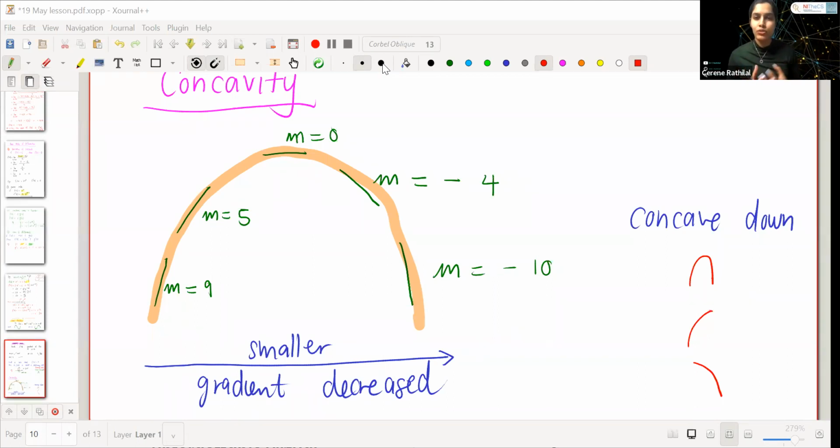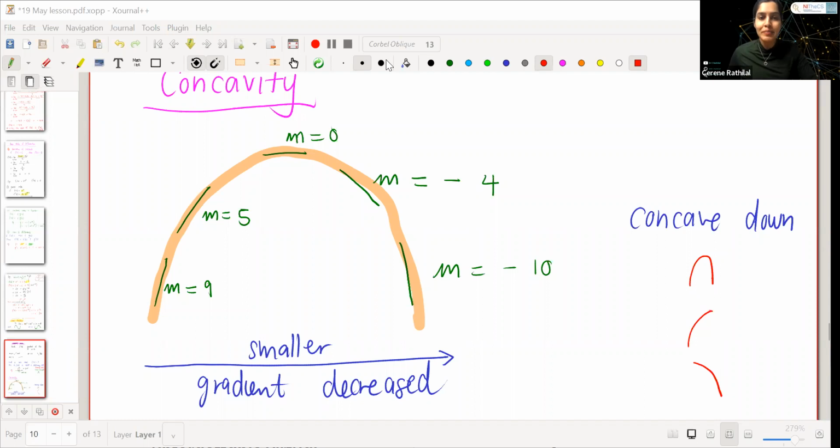So what I'm trying to show you is that you could identify it using these pictures that I've put here, but also if you don't know how to identify it, you can quickly just do a mental calculation. Is the gradient decreasing from left to right? As the X value increases, is the gradient decreasing? And if it is, because it's decreasing on this, it's decreasing on this, and it's decreasing on this, concave down. And so that's how you find out when something is concave down.